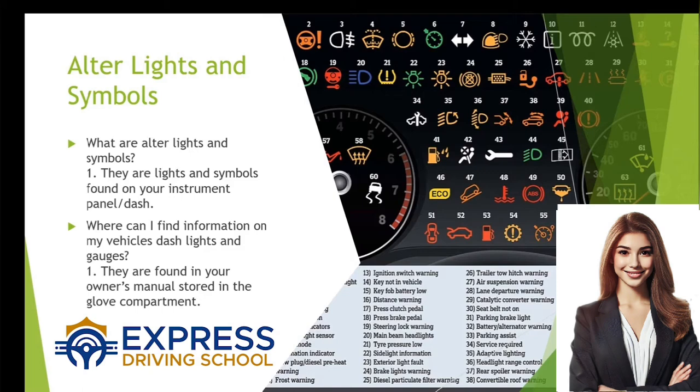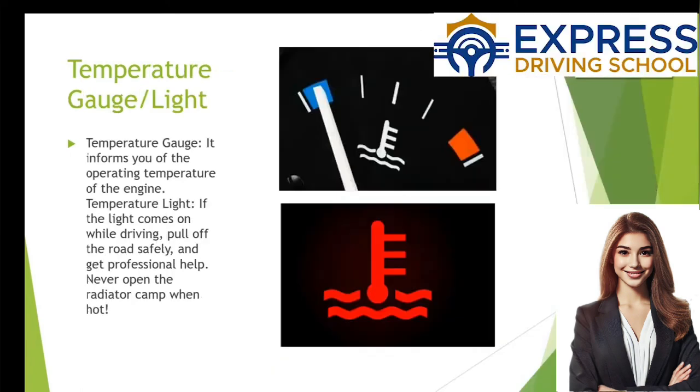It says, what are alert symbol lights and symbols? They are lights and symbols found on your instrument panel dash. Where can I find information on my vehicle's dash lights and gauges? Now you have to understand that every vehicle is a little bit different. So if you really want to get a good understanding of your vehicle gauges and lights, you want to go ahead and look into your owner's manual. Your owner's manual is really found in the glove compartment box, and you really want to get to know it, especially when you get into a new car or a car you're unfamiliar with, or even a rental car, so that way you know exactly how your gauges and your lights are functioning.